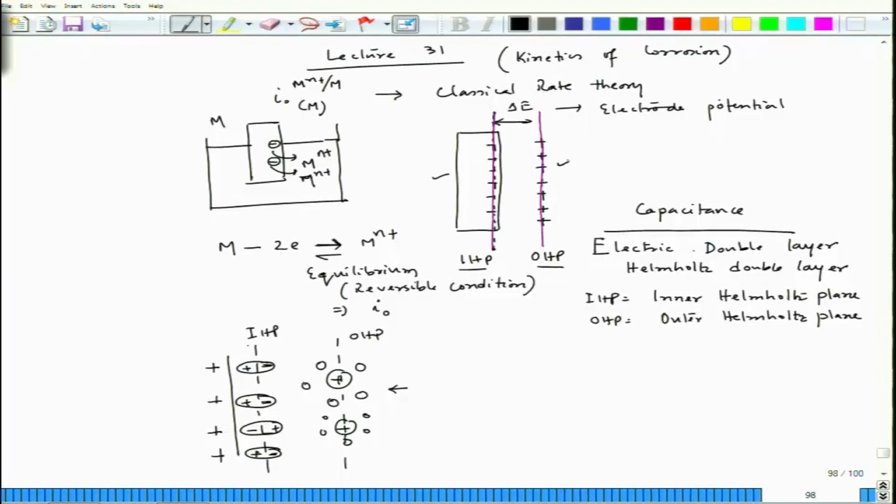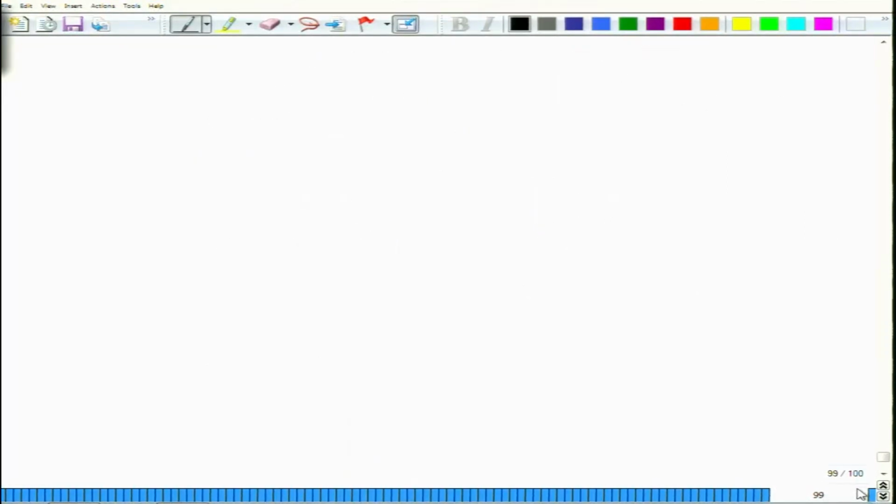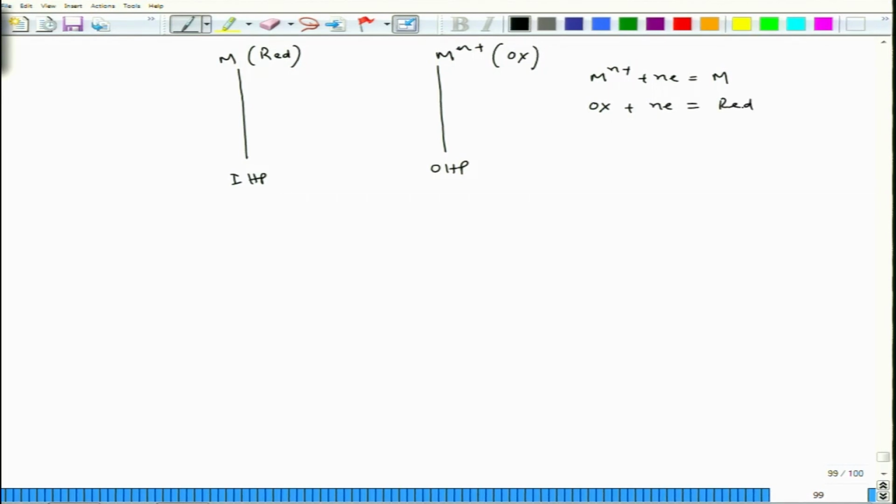So, now if we consider this particular situation, we can constitute it like this. This is IHP and this is OHP, and this is metal and this is M n plus, or we can call it as reductant, or we can call it as red, and this is nothing but oxidant, or ox. So, M n plus plus n e equal to M, or ox plus n e equal to red.